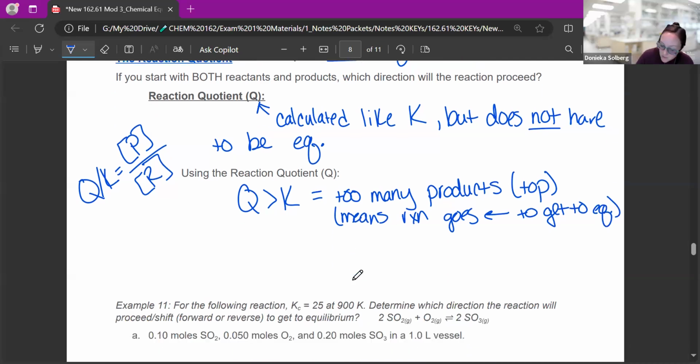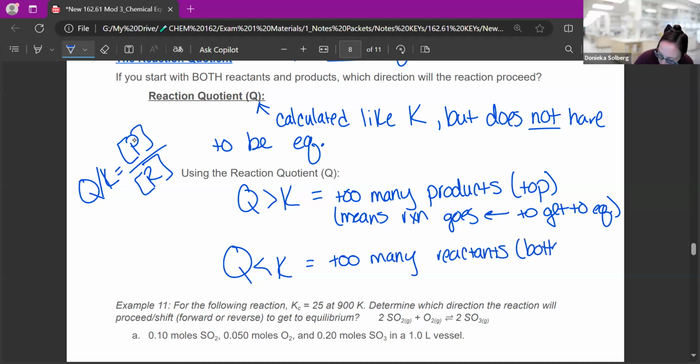Now, of course, the opposite would be true if Q is less than K. That means it's too small. That means I have too much on the reactant side. I have too much down here. The value is too little. So it's going to need to shift to the top in order to be a larger value. So this means there's too many reactants.